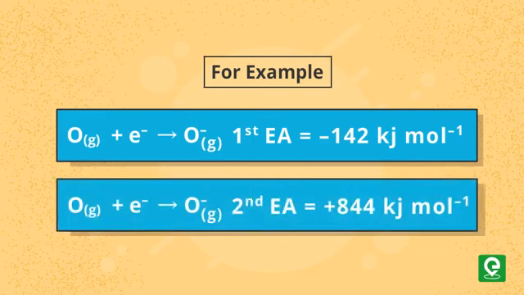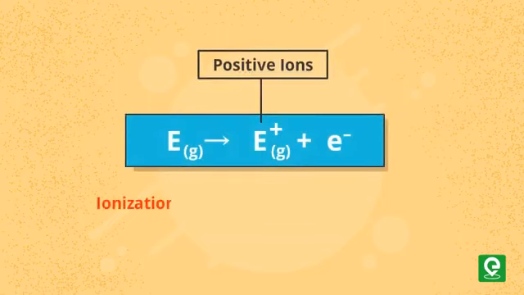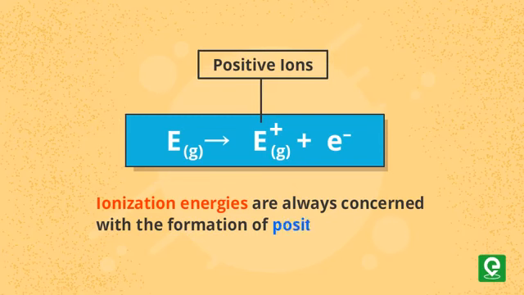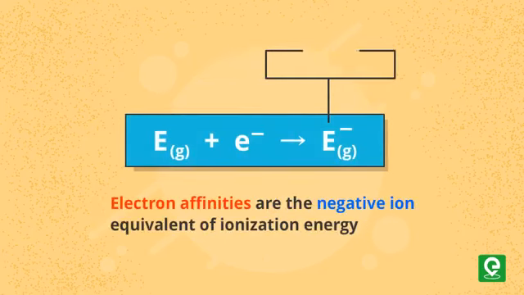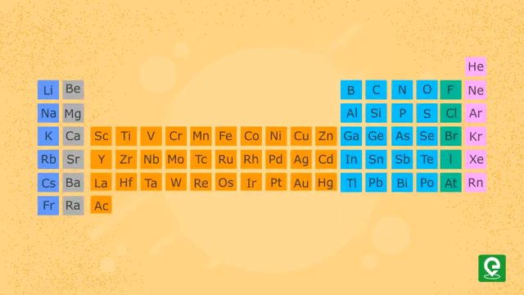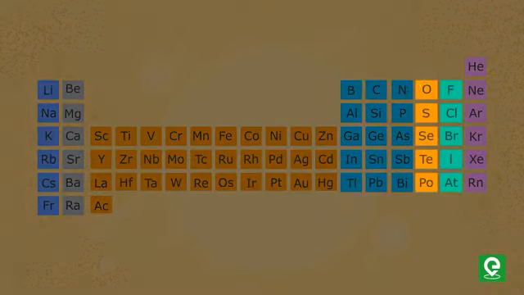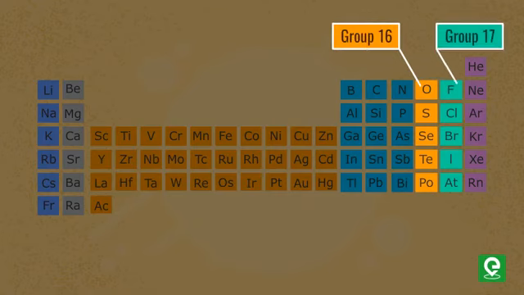kilojoules per mole. As we know that ionization energies are always concerned with the formation of positive ions. Electron affinities are the negative ion equivalent of ionization energy, and their use is almost always confined to elements in groups 16 and 17 of the periodic table.